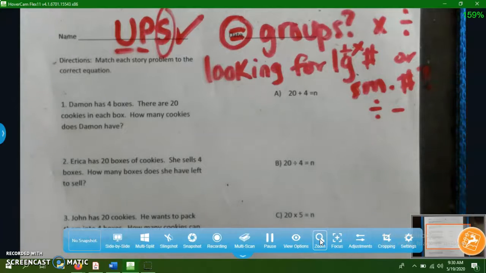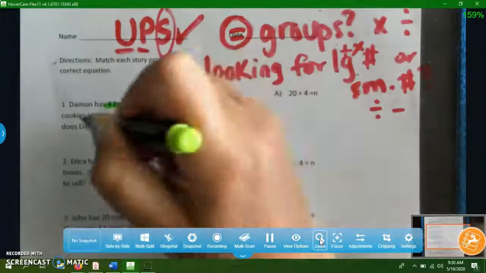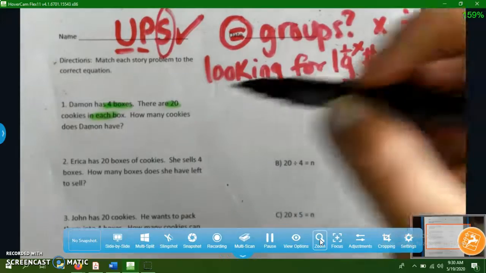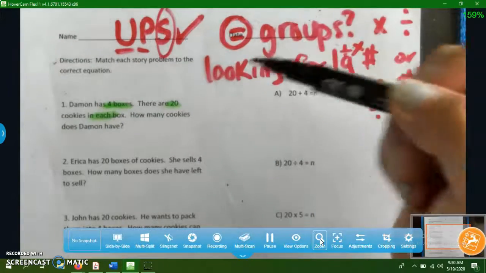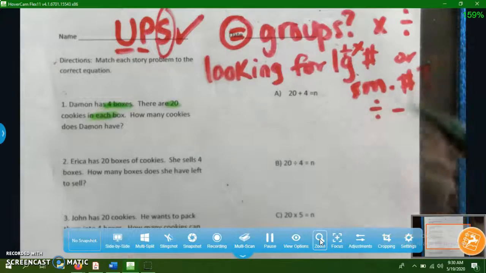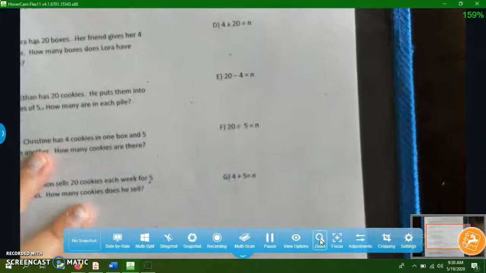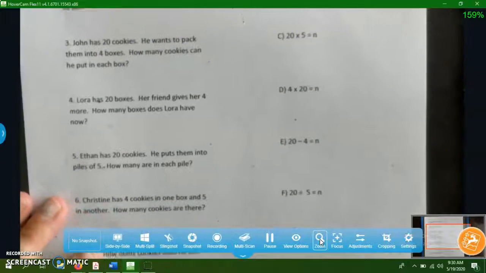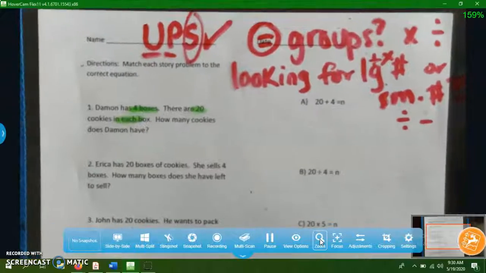Damon has 4 boxes. There are 20 cookies in each box. So, 4 boxes, 20 in each box. How many cookies does Damon have? And again, some of you are going to be very tempted to want to just answer this. That's not what they want you to do. They want you to find an equation that would match up to that. And there's actually a whole list here of equations because this is a matching exercise. They all involve the number 20, 5, 4, and a variable. But we're just going to take them one at a time and write them ourselves.